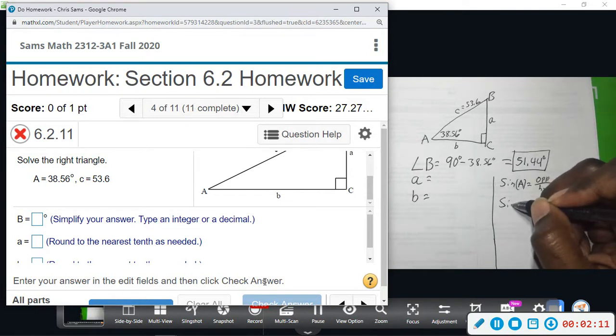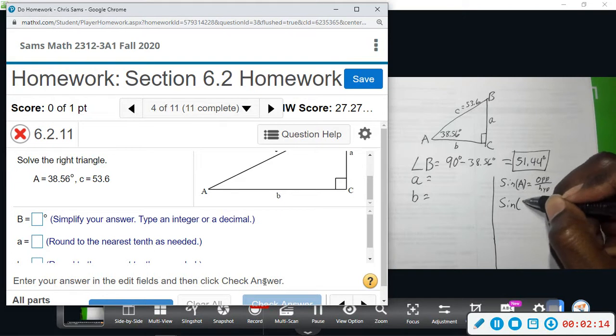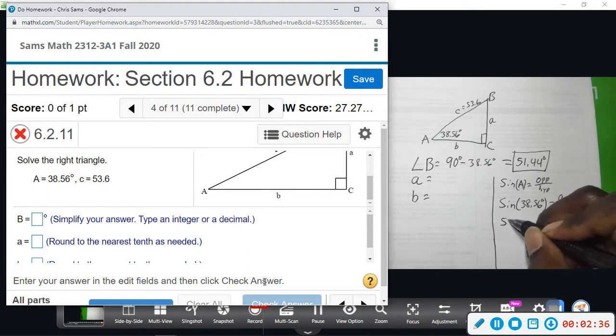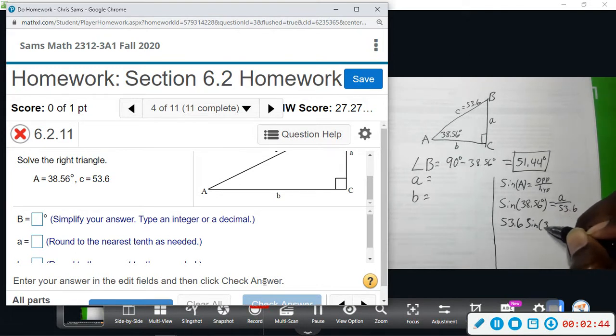So sine of 38.56 equals side A opposite over hypotenuse, 53.6. Okay, so to solve this, we just need to multiply this on that side. Okay, so we get 53.6 times the sine of 38.56 gives us A. Alright, so we're going to plug this in.